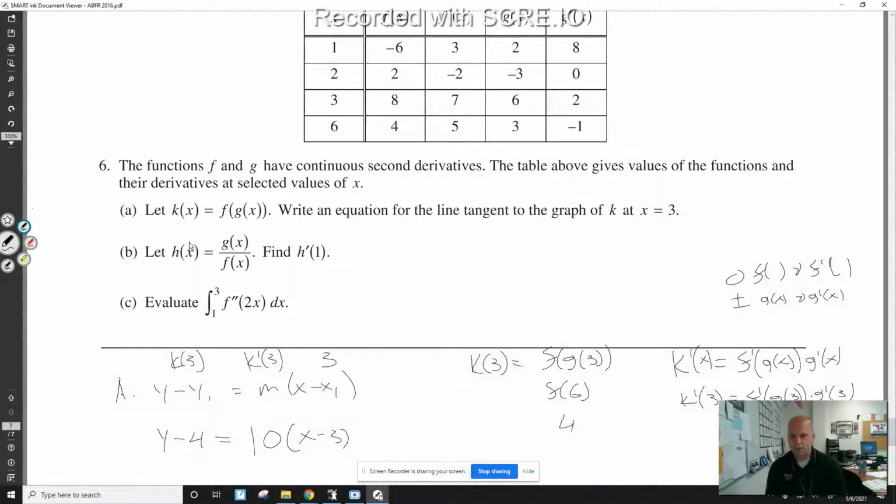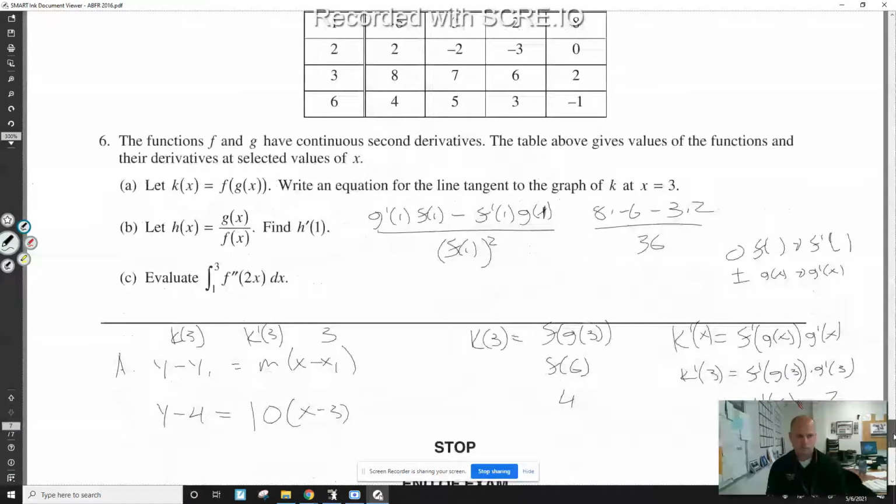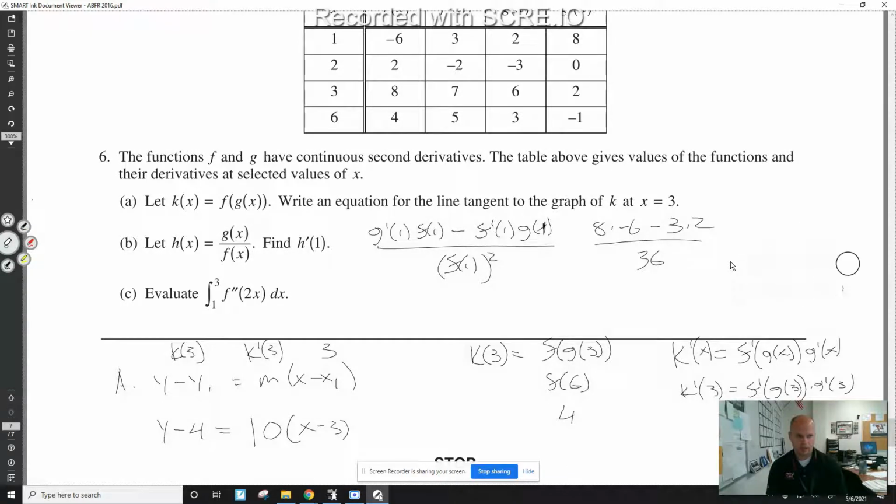What's h prime of 1? Take the derivative of this. Well, quotient rule. Derivative of the top times the bottom minus the derivative of the bottom times the top, all over the bottom squared. G prime of 1, 8. F of 1, negative 6, minus f prime of 1, 3. G of 1, 2. F of 1, negative 6 squared. Don't waste any time doing calculations. You could literally leave it like this.